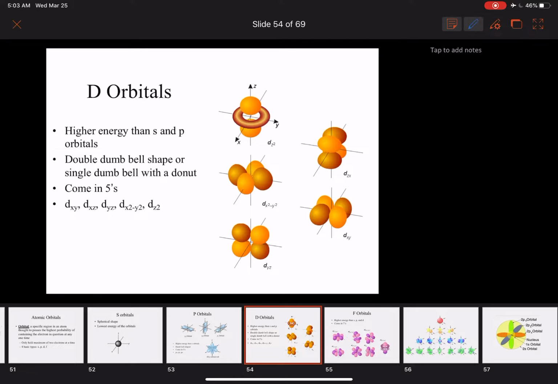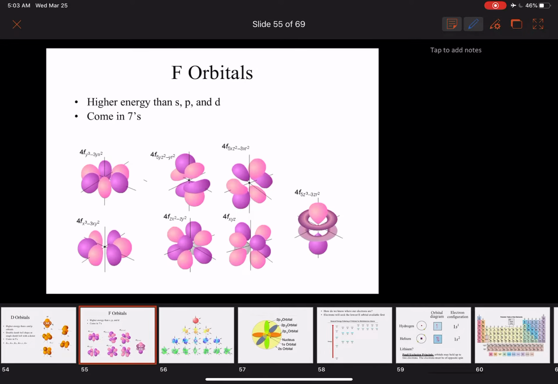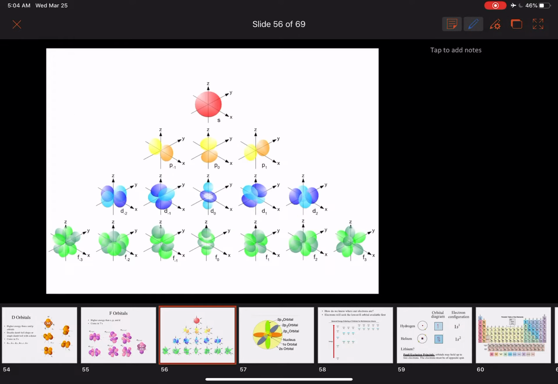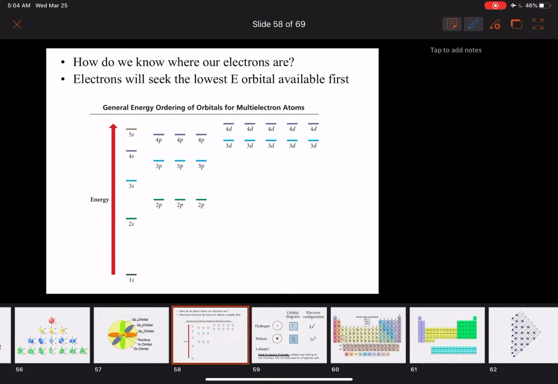And remember, each orbital can hold 2 electrons. So if we've got 5 d orbitals, those 5 d orbitals altogether can hold 10 electrons. And then we had even higher in energy, our f orbitals, and those come in 7s. And each one of those f orbitals can hold 2 electrons, so the f orbitals altogether can hold 14 electrons. Now, putting all of those together in a picture format, it would look like that. And if we took a look at our energy levels, it would look like that.